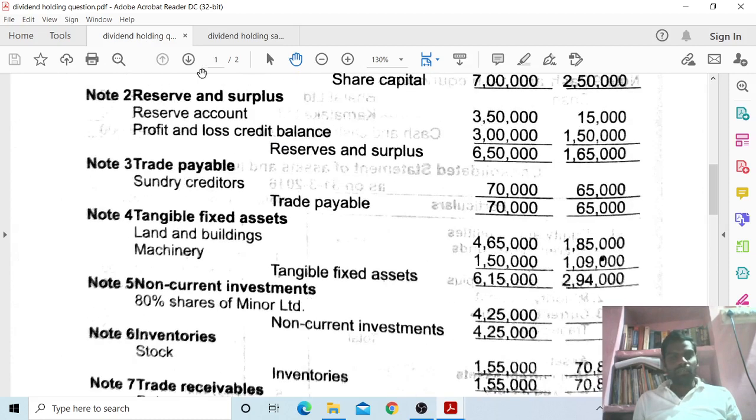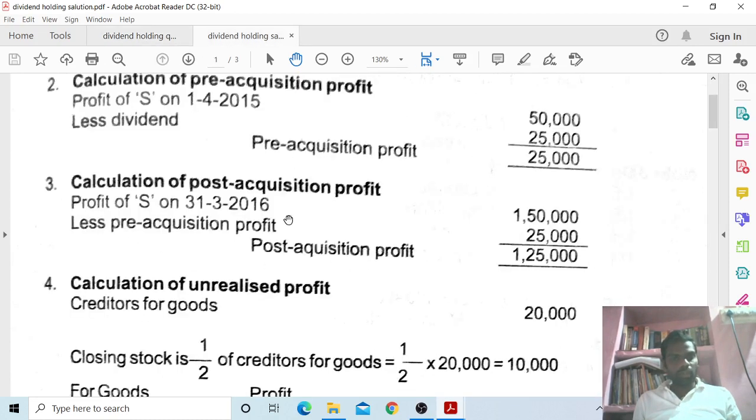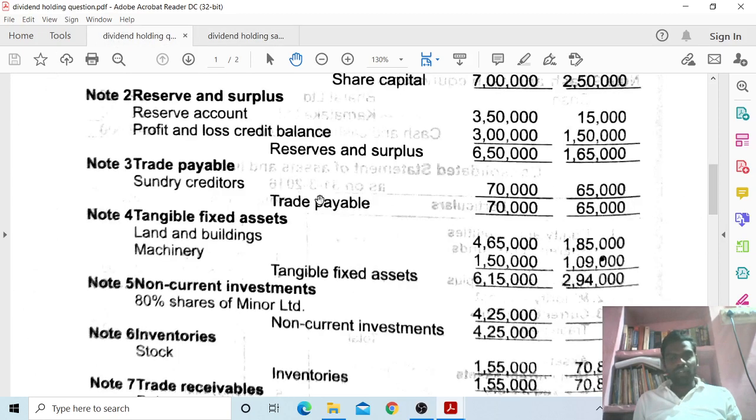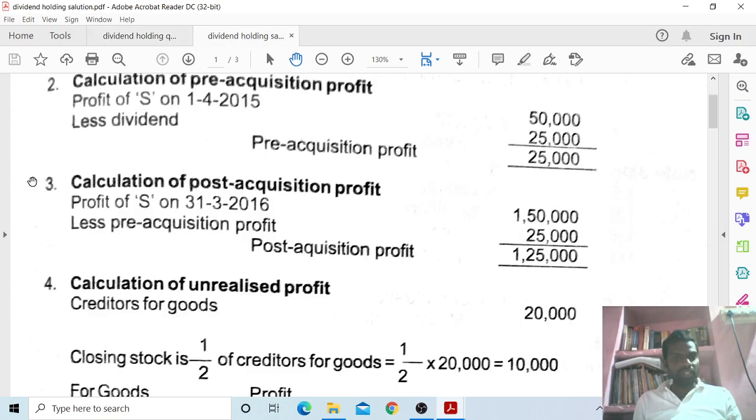So I have to take 1,50,000. So here, pre-acquisition profit as on 31/3/2016 is 1,50,000, less pre-acquisition profit. Pre-acquisition profit means this one, 2,25,000. You have to take 25,000. It is less. So 1,50,000 minus 25,000, you have to take 1,25,000 post-acquisition profit.